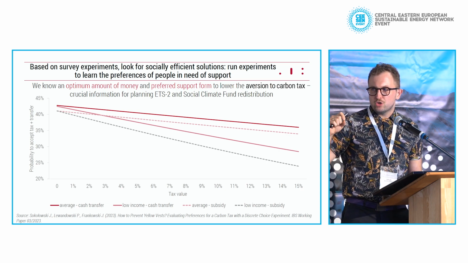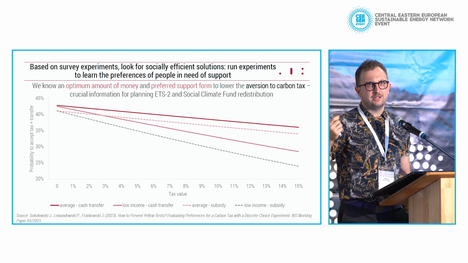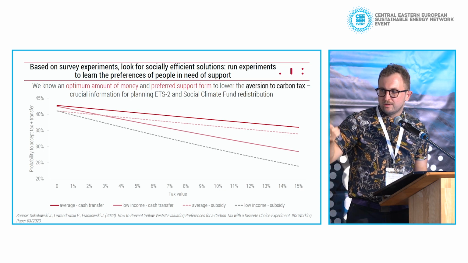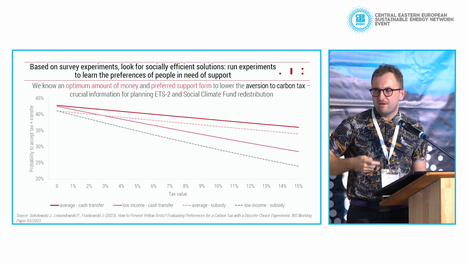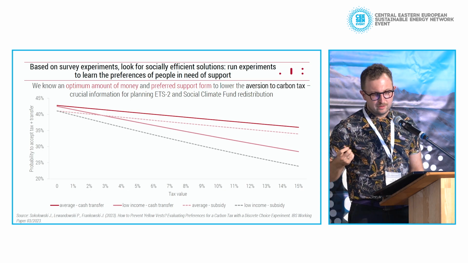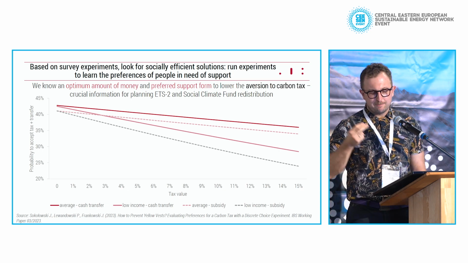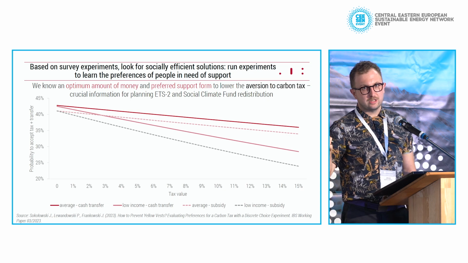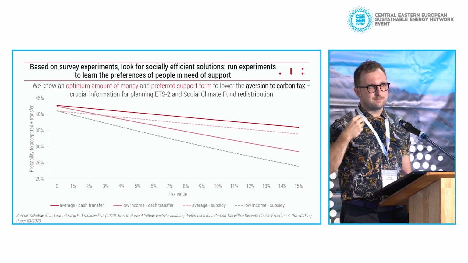And we know how much you should spend in order to improve the probability that people won't protest this tax. Knowing this information, you can fill this gap between the low-income people's probability of accepting this tax and the average person's probability of accepting the tax. You can fill this gap with money. And knowing this, you can plan the direct transfer in the Social Climate Fund to be exactly this money. Why is it important? Because this is an optimum spending of public money.